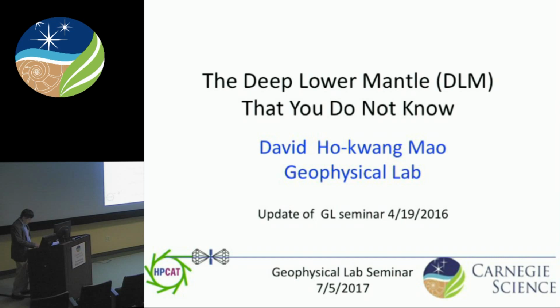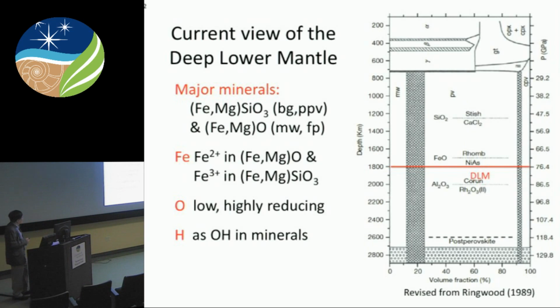okay, the work I've mostly done at the HPCAT, that's a synchrotron facility of the GL. The title is kind of provocative: how do I know that you do not know? So let's start with something that you know, or you think you know, or we think we know. So the current view of a deep lower mantle, which I define as the lower half of the lower mantle, so below 1,800 kilometers, or like 76 GPa.